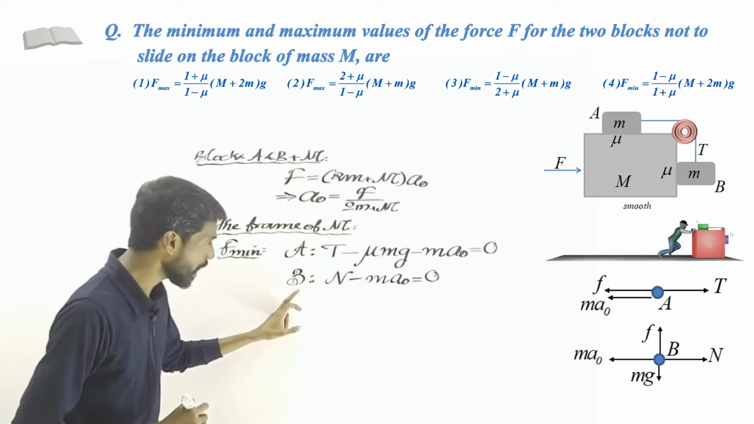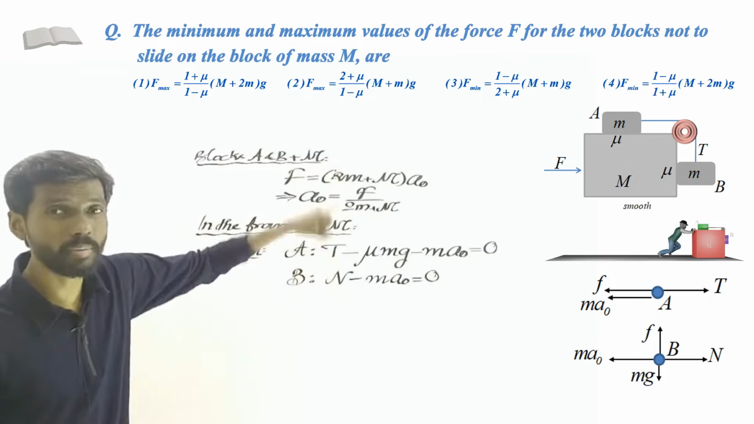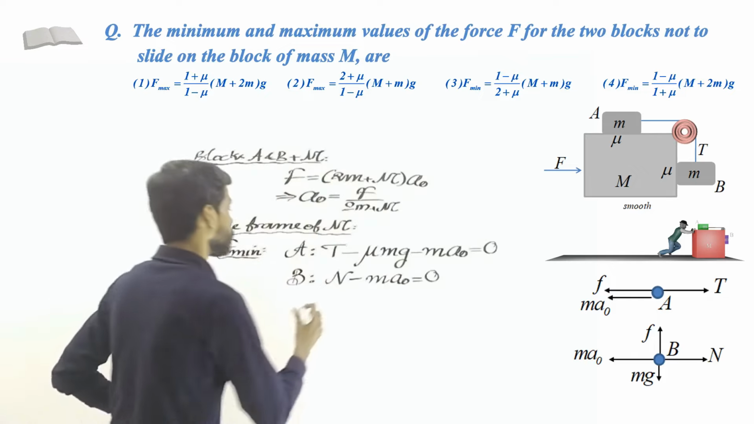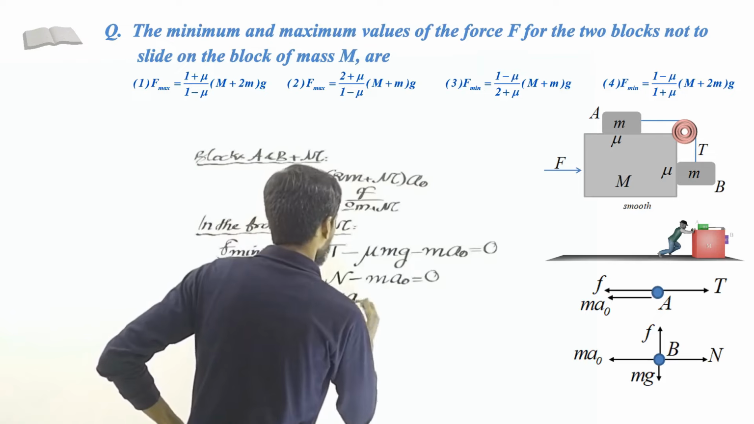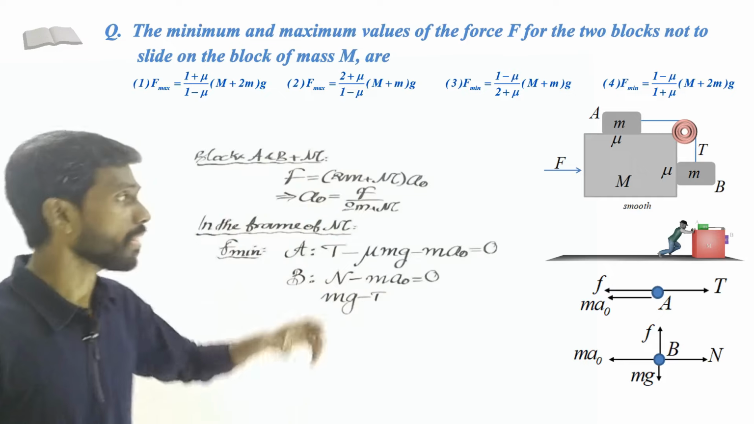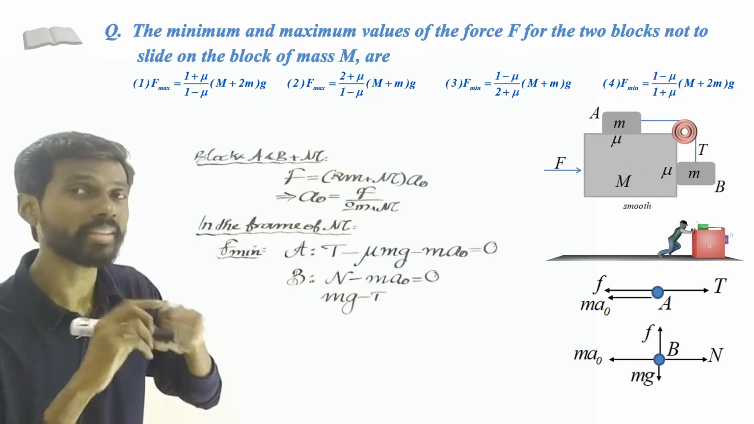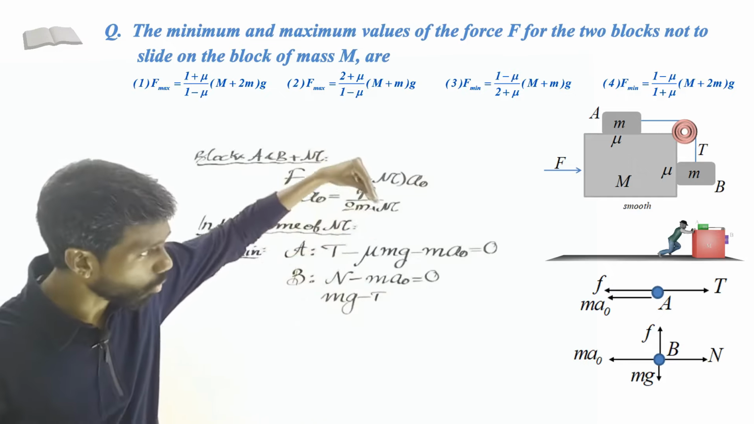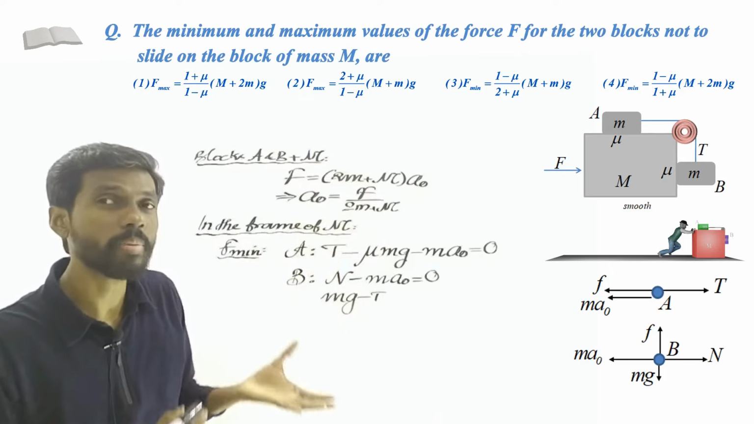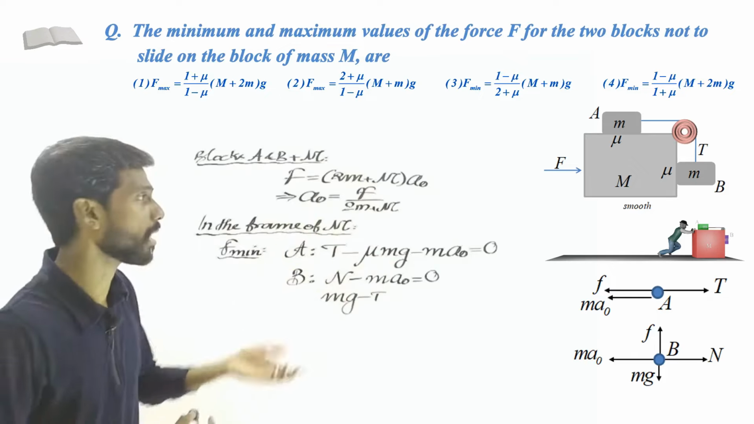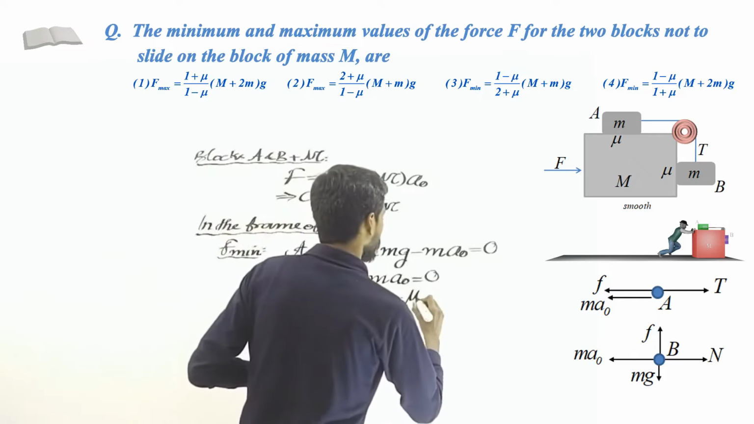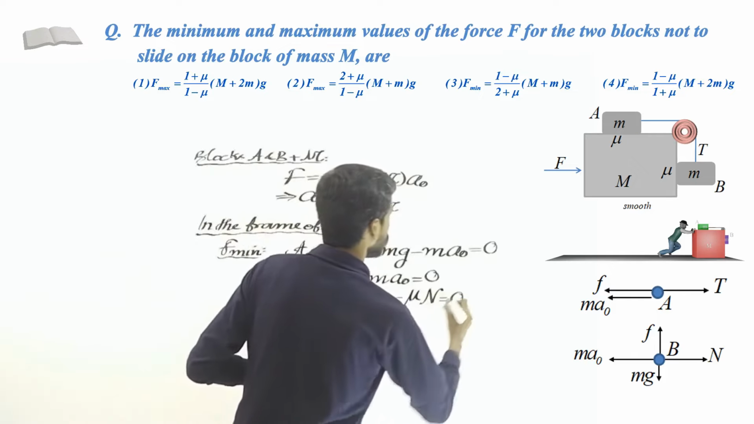Now for the same block B, we have to consider the vertical motion also. What are the forces in the vertical direction? mg in the downward direction, minus the tension in the upward direction, and also the frictional force in the upward direction. Again, the direction of friction: with the minimum force, block B will try to move in the downward direction, so friction acts against it, in the upward direction. That means minus the frictional force, which is mu multiplied by the normal. That must be equal to 0, equilibrium.